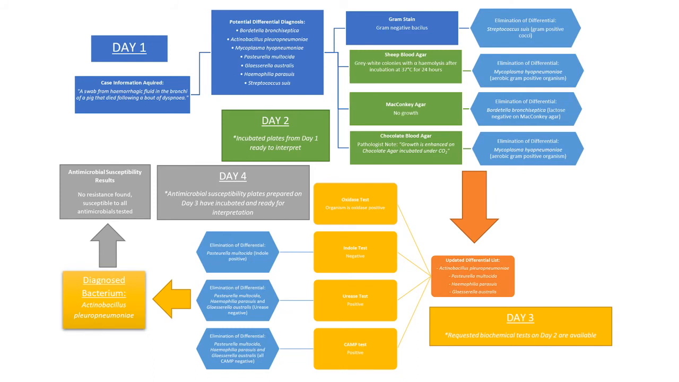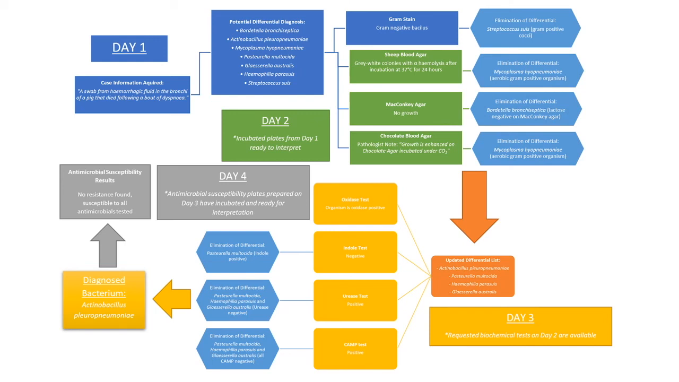To identify the specific pathogen causing this infection from our differential diagnosis list, we performed a gram stain on day 1. This gram stain resulted in a gram-negative bacillus, eliminating Streptococcus suis and Mycoplasma hyopneumoniae as they were both gram-positive organisms. We also prepared a sheep blood agar, a MacConkey agar, and a chocolate blood agar, allowing them to incubate overnight. On day 2, these results from the agars were ready to be interpreted.